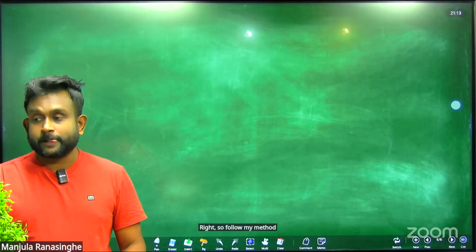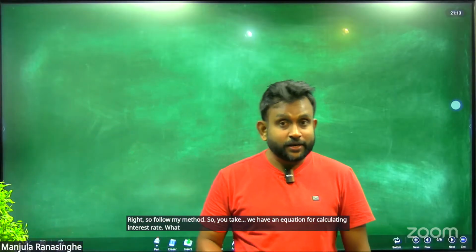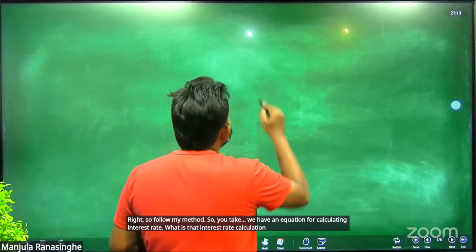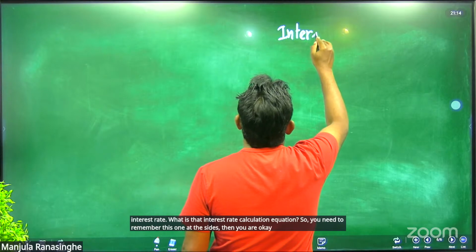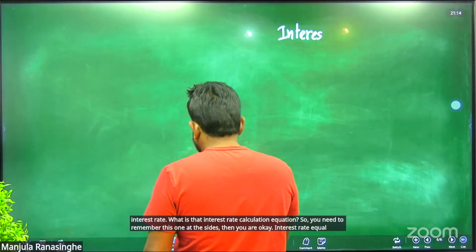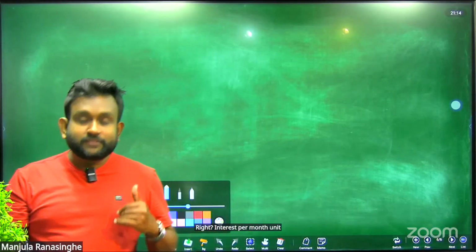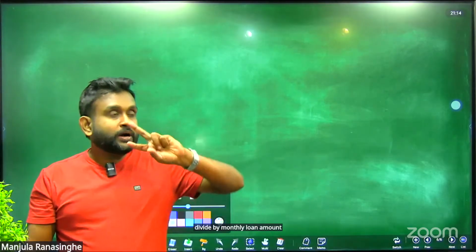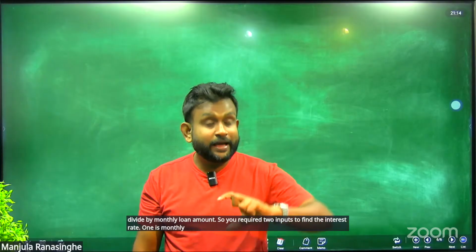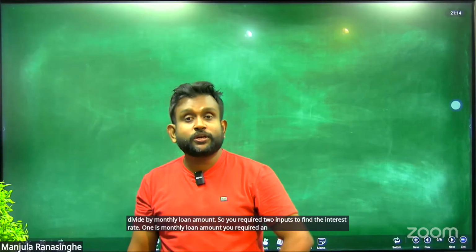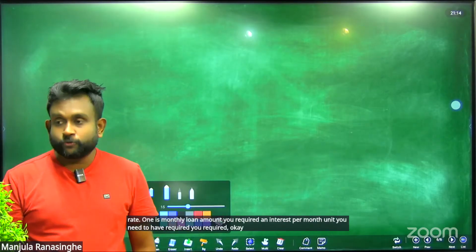We have an equation for calculating the interest rate. What is that equation? You need to remember this one. Then you are okay. Interest rate equals interest per month unit divided by monthly loan amount. So you require two inputs to find the interest rate: the monthly loan amount, and the interest per month unit. So how do we find these two things?